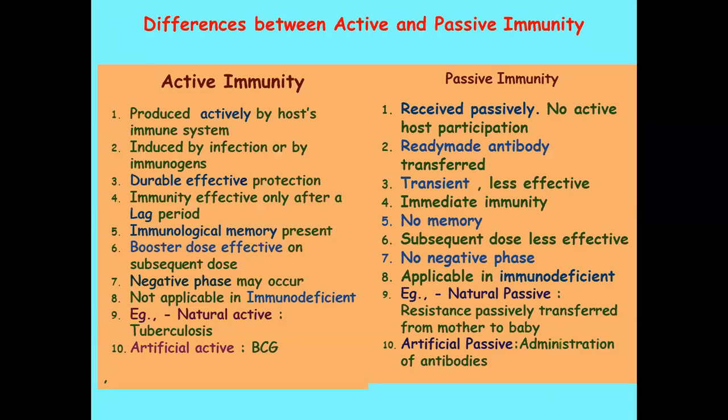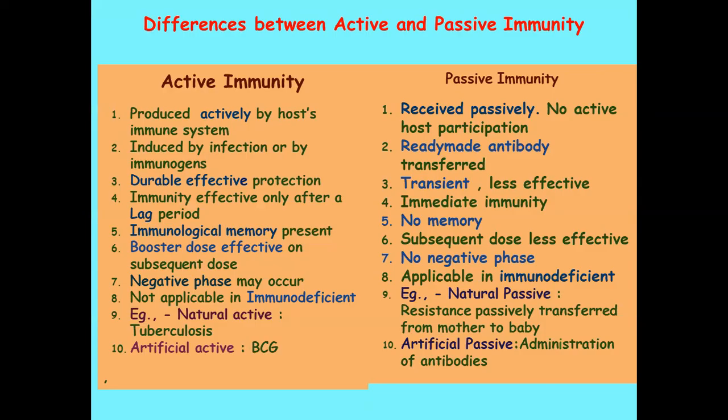And the final one, the differences between active and passive immunity. This is a repeated 5-mark question in the university. Apart from phagocytosis, the second important 5-mark question you can expect is active and passive immunity. So what is active immunity? It is produced actively by the host immune system by infection or through vaccines, induced by infection or by immunogen. An immunogen is an agent containing an antigenic factor. It gives effective, long-lasting protection, and immunity is effective only after a lag period.